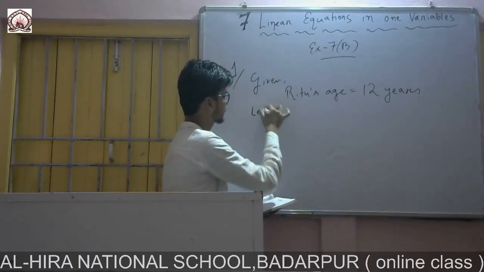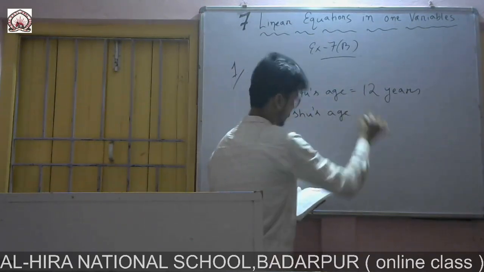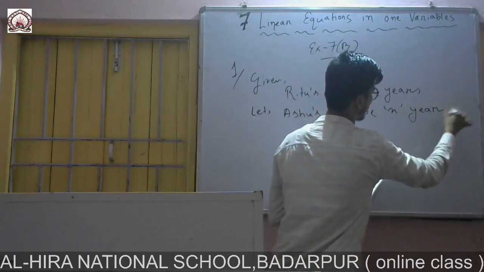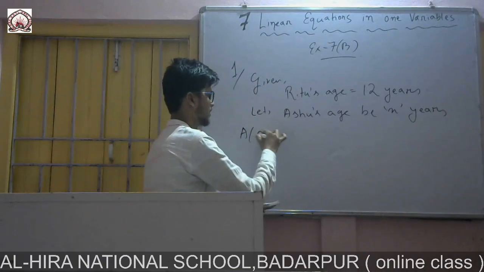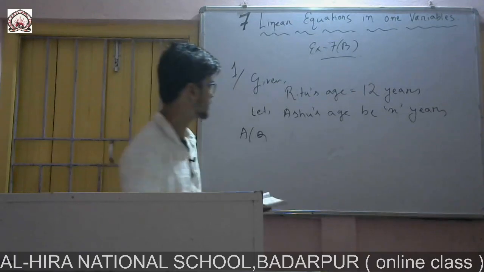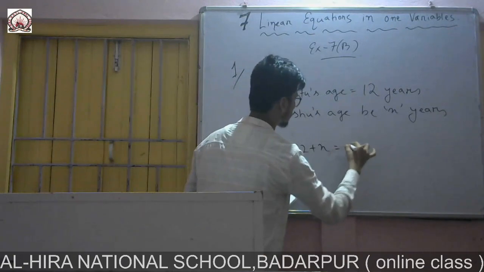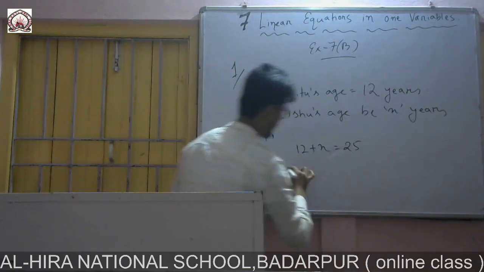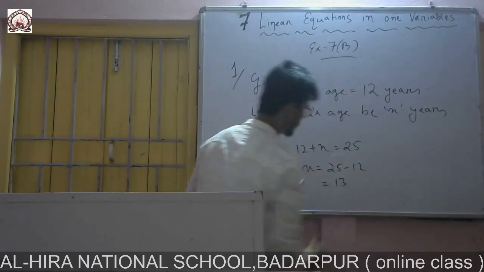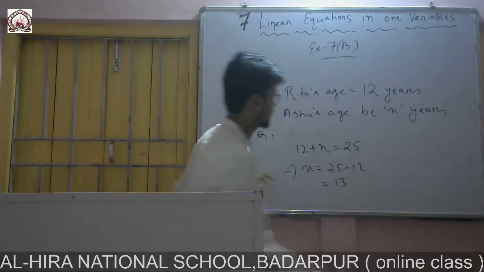Let Ashu's age be x years. According to question, it is given the sum of Ritu's and Ashu's age is 25 years. So I can write sum of Ritu and Ashu, that means 12 plus x equals to 25, implies x equal to 25 minus 12, which is equal to 13. That means the age of Ashu is 13, right?